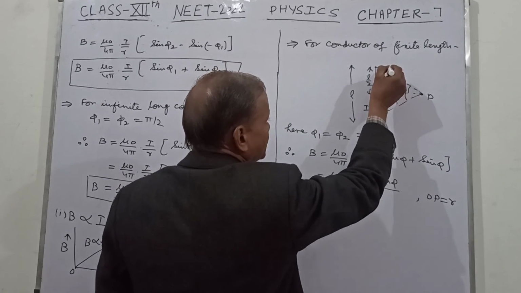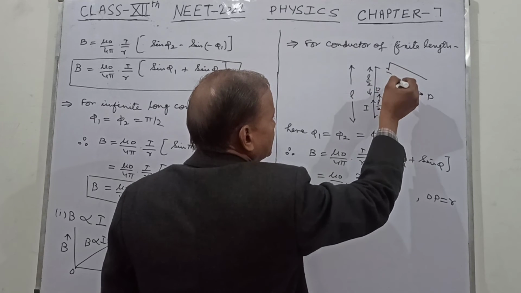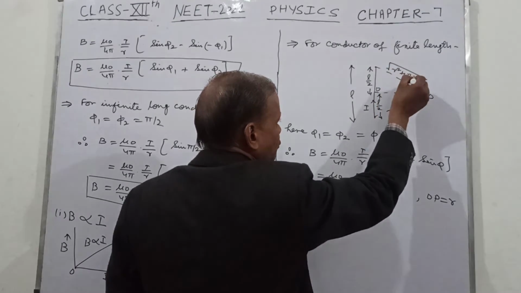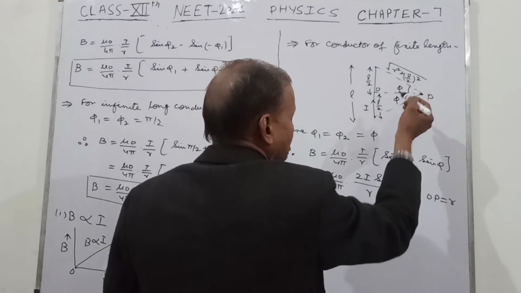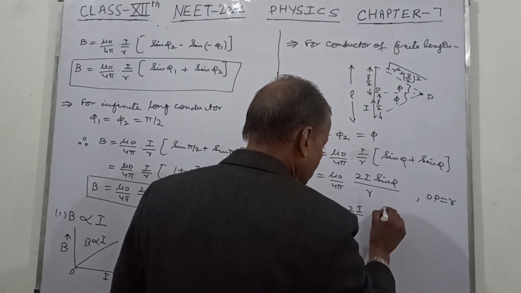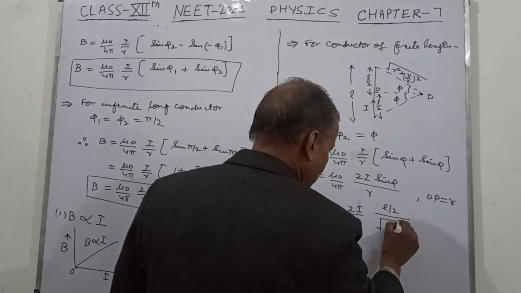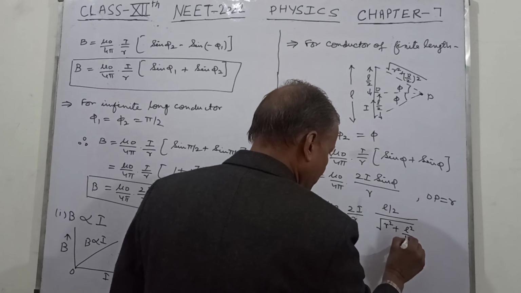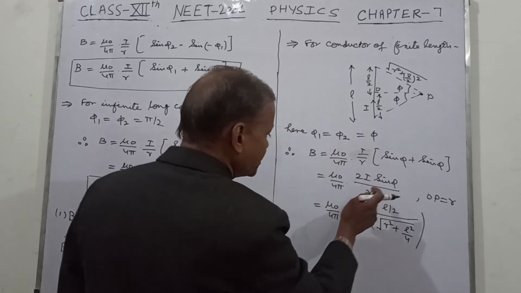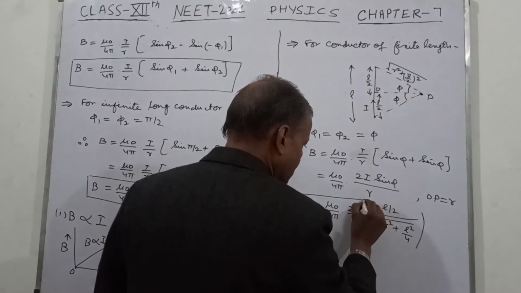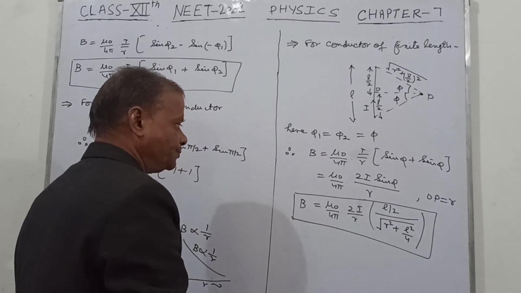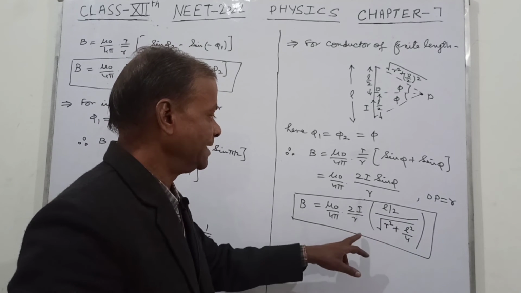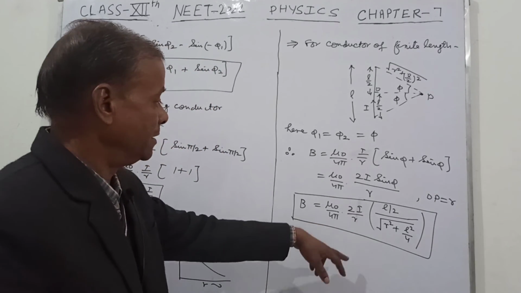Perpendicular upon hypotenuse. Then this distance is r square plus L upon 2 whole square. So this is equal to L upon 2 upon square root of r square plus L square upon 4. This is the value of this sin phi. So now you see that this 2 and 2 will cancel, and you can write this as 2IL upon so much. This is the main formula for this conductor.